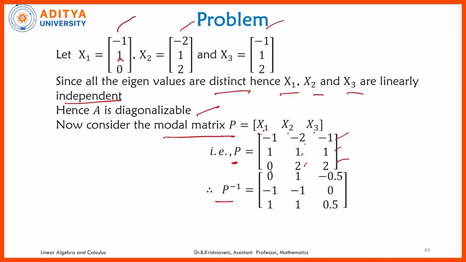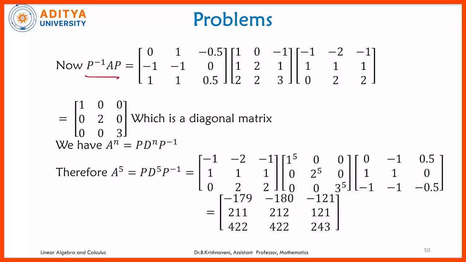We need P inverse also. The inverse of the matrix P is given by 0, 1, minus 0.5, minus 1, minus 1, 0, 1, 1, 0. So now do P inverse AP. Substitute P inverse, the given matrix A and P. On doing this multiplication, we got a diagonal matrix in which the diagonal elements are the eigenvalues. Therefore, by means of a similarity transformation, we are able to diagonalize the given matrix into a diagonal matrix.